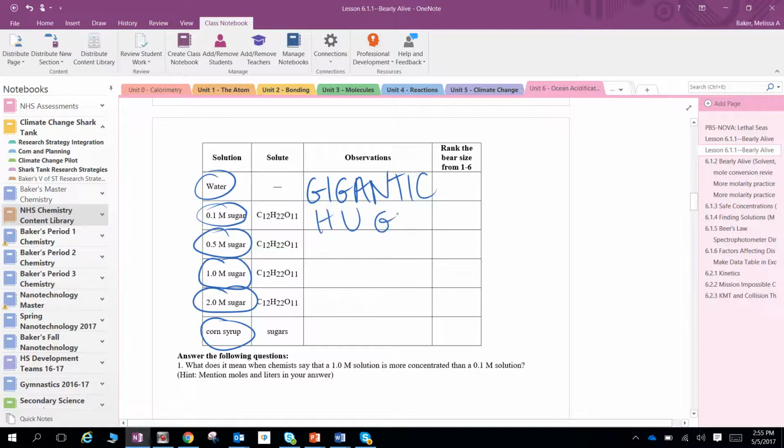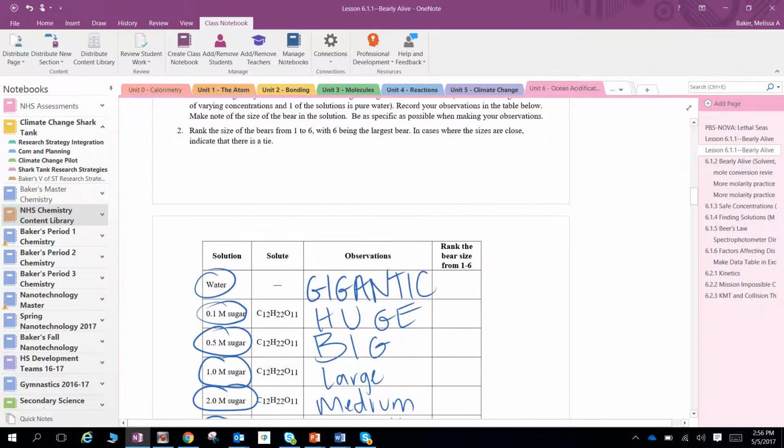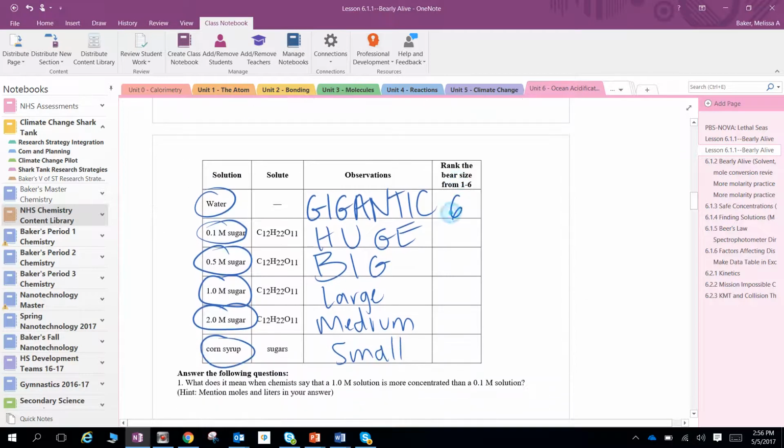This one was also really big. We'll call it large, medium, small. So it says rank the bears with 6 being the largest. It went 6, 5, 4, 3, 2, 1.